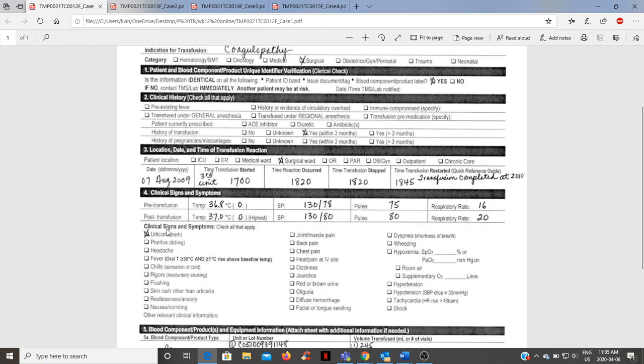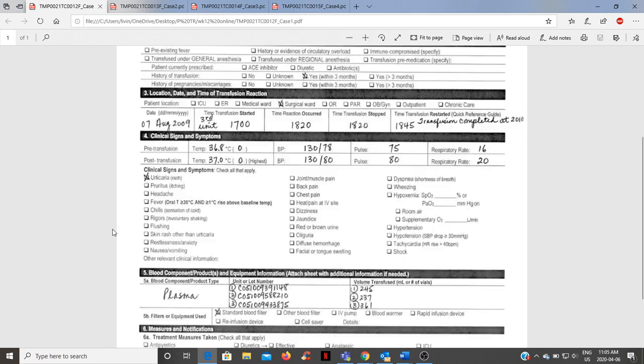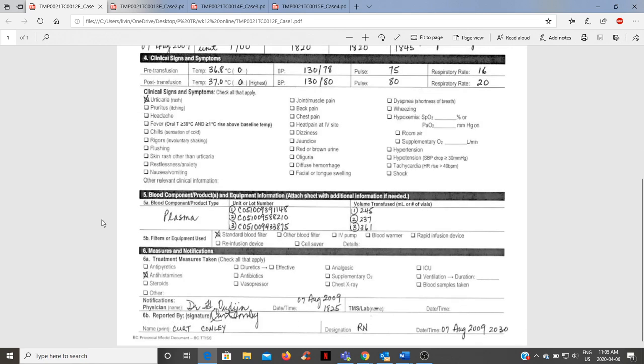this one. So down here in the symptoms, all we've got here is an urticaria as a change, pulse, very much similar, respiratory rate similar. Okay, so his only symptom was urticaria. And in a second, we're going to go to the procedures and see what that means. So plasma, they list all 3 units that he got, how much volume he received. They treated him down here in number 6 with antihistamines. That makes sense. And they notified the physician.